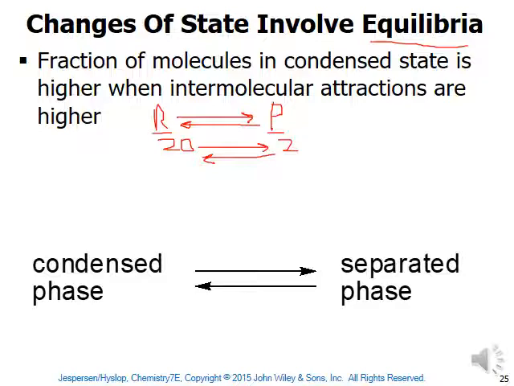But whenever we look at these changes in state, they will always be in this equilibrium where one phase is turning into the other and the other phase is turning back into it. This is usually at a constant temperature.